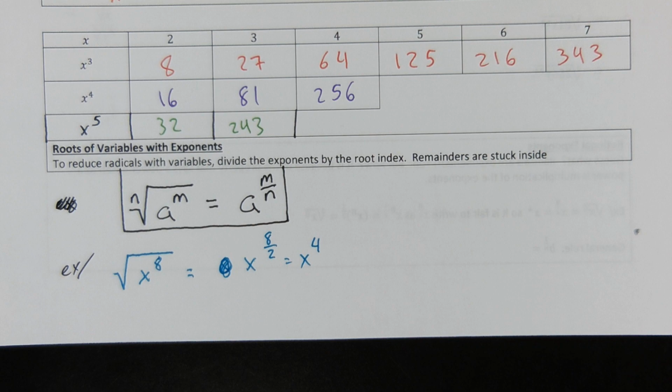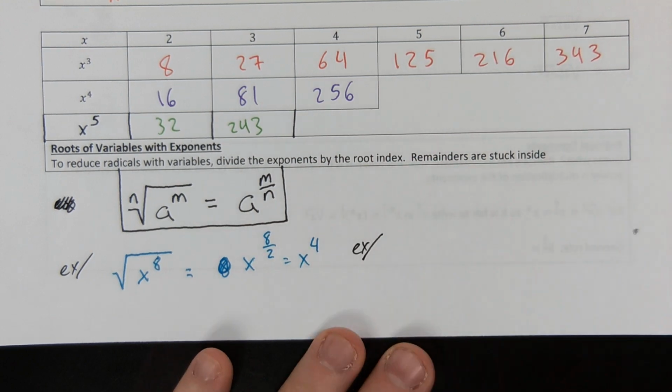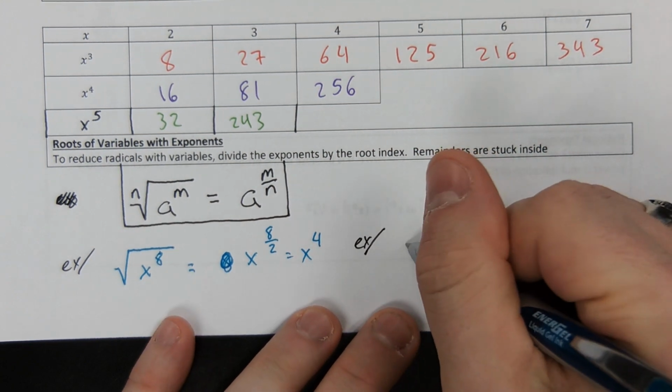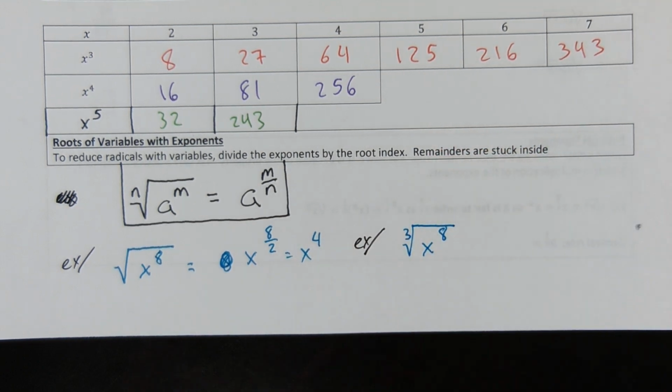The other part says remainders are stuck inside. What do I mean by that? I mean like this. This one's a trap. A lot of students will want to say that it's x squared. It's not. Because they're looking at that and they're going, oh, 2 to the third is 8. No, you can't do that because that's an exponent. If I said, what's the cube root of 8, you would say 2. But this isn't cube root of 8. This is cube root of something raised to the 8th power.